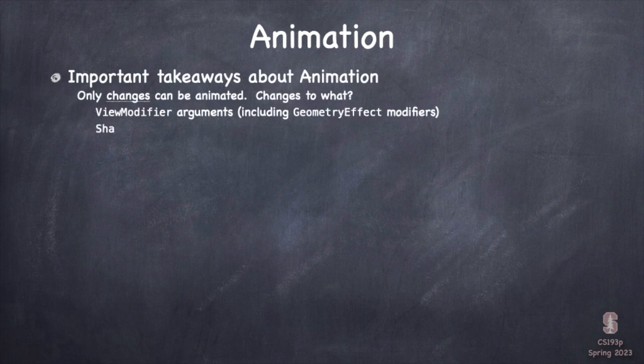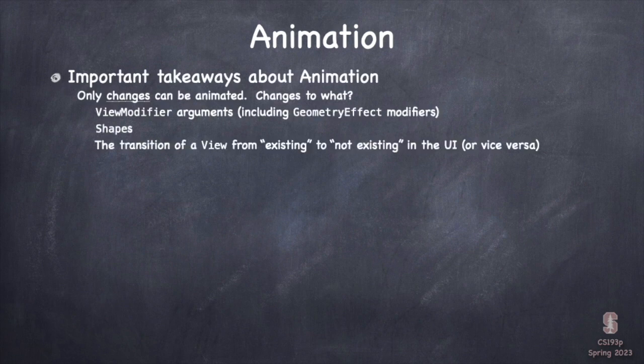Let's start with the basic fundamentals of animation, things you need to know to really understand what animation is about. And the number one thing to understand is that animation is just showing you change in your model, usually, over time. That's all it is. It shows you change over time. And this change gets reflected through view modifier arguments, and obviously shapes can be changing.